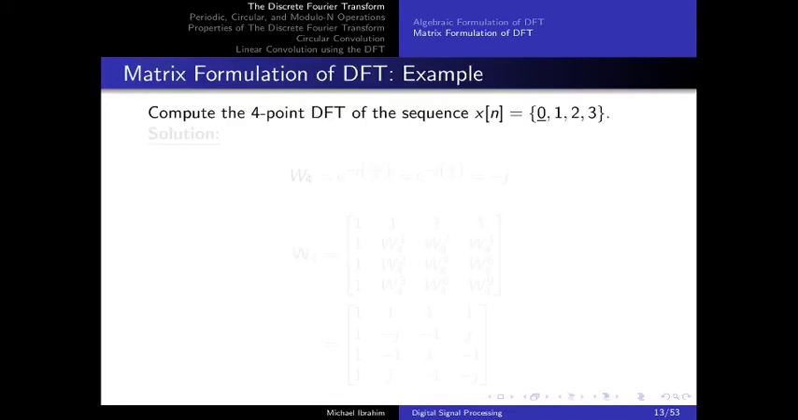So here we have an example. It's a very important example. It's simply asking you to compute the 4-point DFT of a sequence x of n, which is equal to 0, 1, 2, 3.